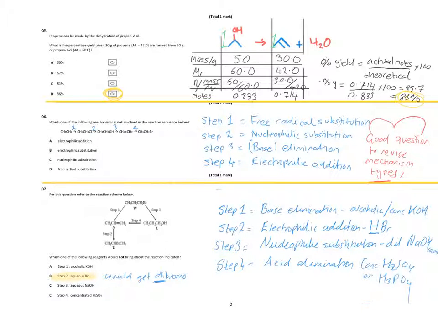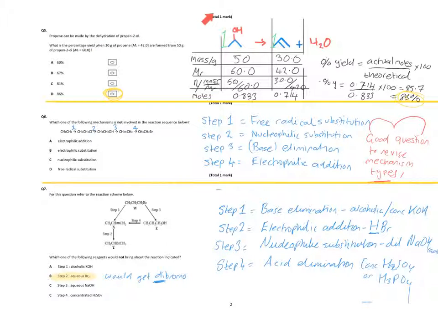And remember, on any percentage yield question, the first thing you need to do is to look at the balanced equation to get the ratio of reactants to products. So you can see here that propan-2-ol is being dehydrated to propene and water. And in here we're given the relative formula mass.